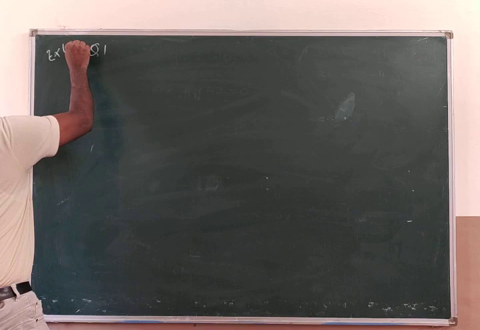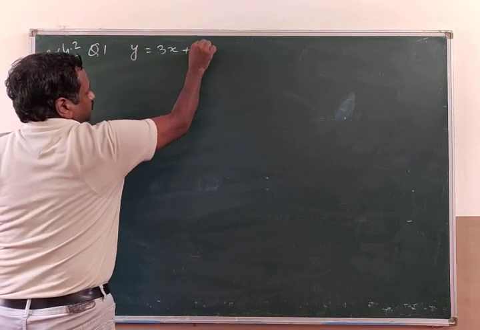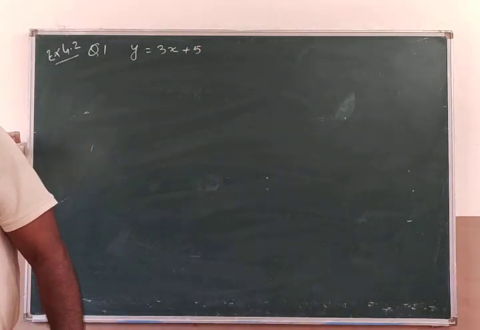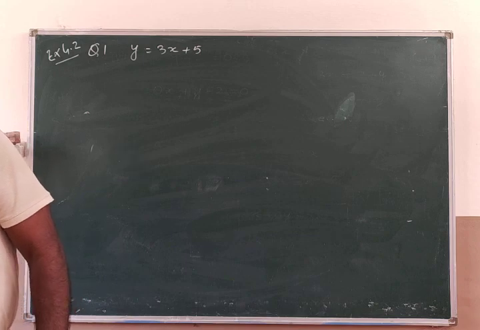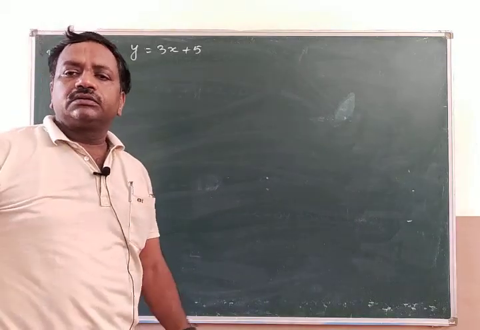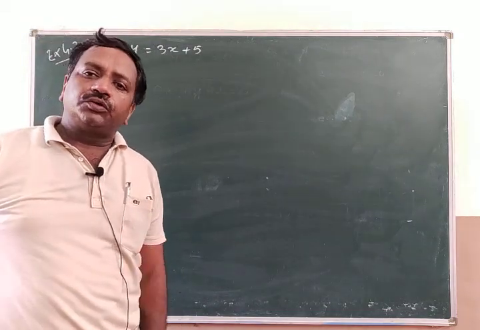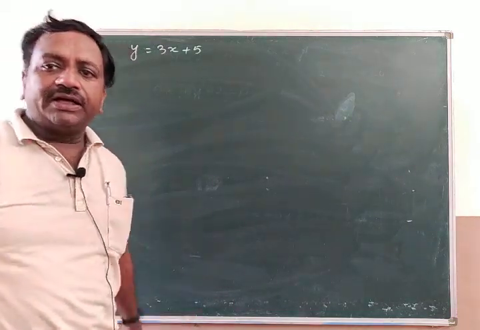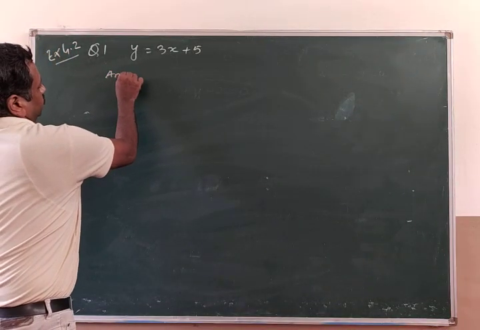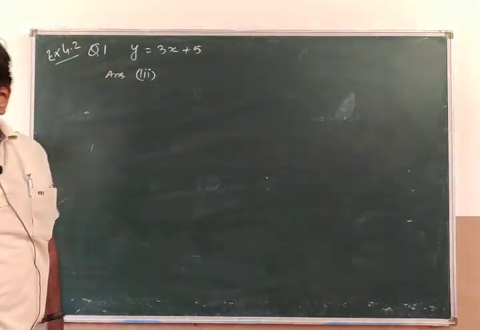Exercise 4.2, y equal to 3x plus 5, and there are three options: has unique solution, only two solutions, infinitely many solutions. So naturally the third part will be the correct answer, because we already know that a linear equation in two variables has infinite solutions. So the answer of this will be the third part, infinitely many solutions.